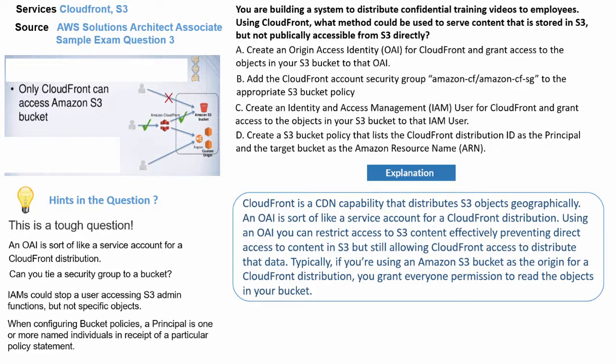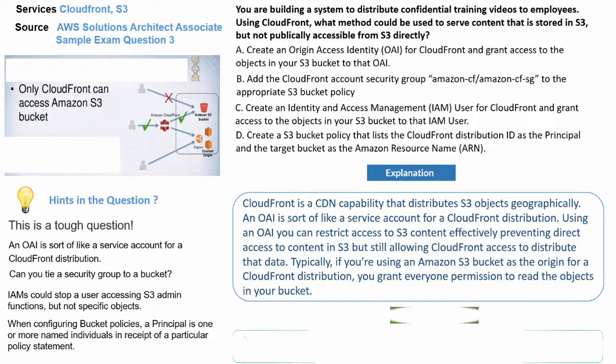Okay, ding ding, bells should be going off. That is basically exactly what we're looking for. Using an OAI, you can restrict access to S3 content, effectively preventing direct access to content in S3, but still allowing CloudFront access to distribute that data. Typically, if you're using an Amazon S3 bucket as the origin for a CloudFront distribution, you grant everyone permission to read the objects in your bucket. That's just another addendum to it, but the critical part of it is here.